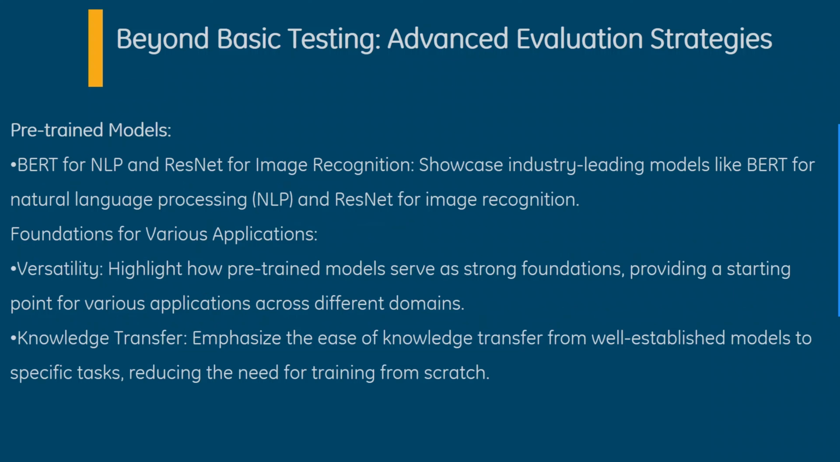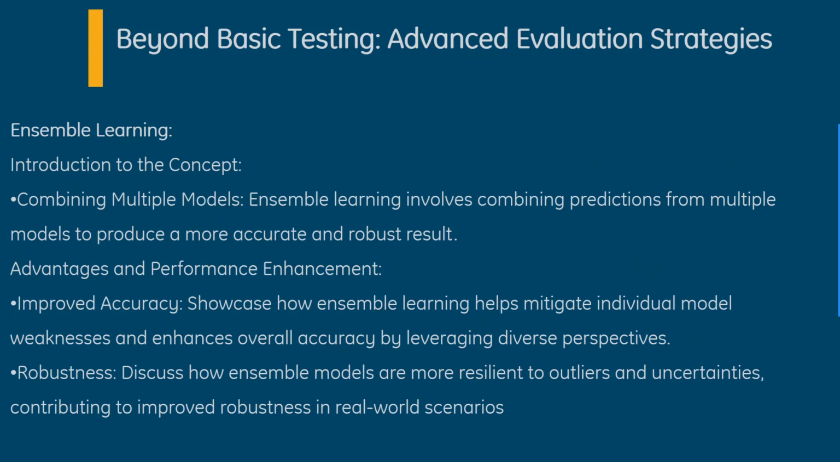Then we have knowledge transfer. In this case, the ease of knowledge transfer from well-established models to specific tasks reduces the need for training from scratch. Next, we have ensemble learning. This is an introduction to the concept of combining multiple models. Ensemble learning involves combining predictions from multiple models to produce a more accurate, robust result.